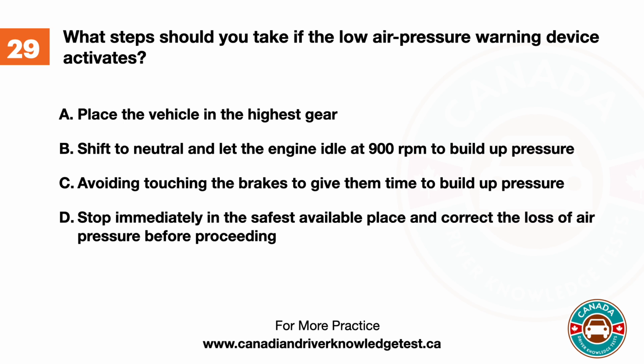Question 29. What steps should you take if the low air pressure warning device activates? A. Place the vehicle in the highest gear. B. Shift to neutral and let the engine idle at 900 RPM to build up pressure. C. Avoid touching the brakes to give them time to build up pressure. D. Stop immediately in the safest available place and correct the loss of air pressure before proceeding. The answer is D. Stop immediately in the safest available place and correct the loss of air pressure before proceeding.